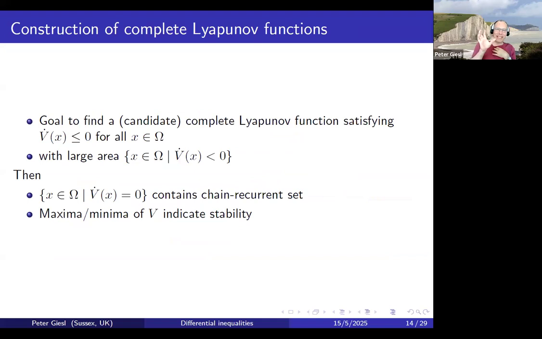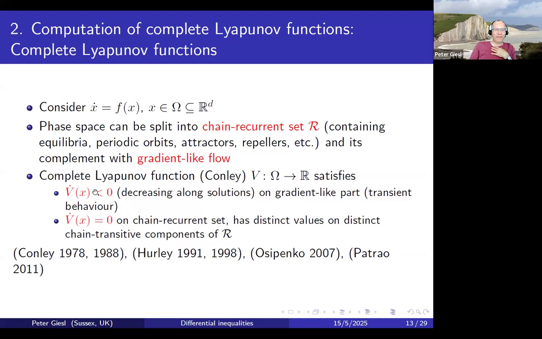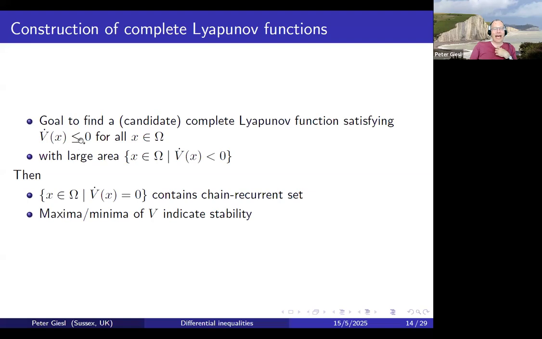And I write candidate complete Lyapunov functions because it will probably not be as good as a complete Lyapunov function. I will explain this in a minute. So what is a complete Lyapunov function? It's something where the orbital derivative is either 0 or negative, so it's smaller or equal to 0. And I can tell you a function where V dot is smaller or equal to 0 for any system: just take the constant function. That doesn't tell you much about the system. So if you have more areas where it's really decreasing, you get more information about the system.